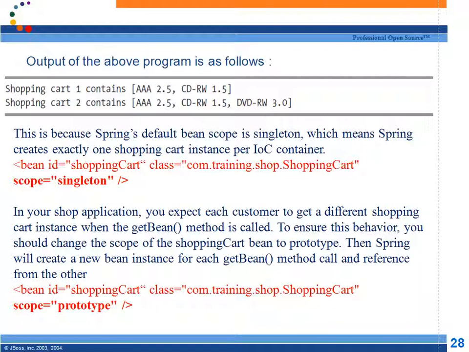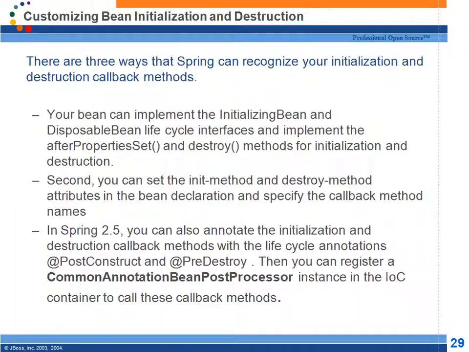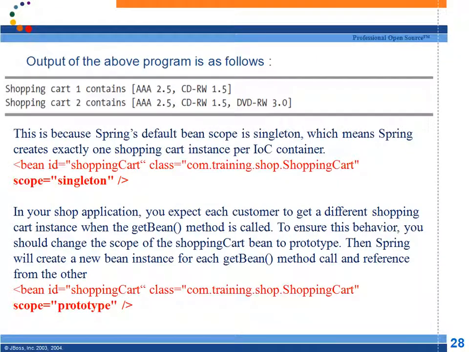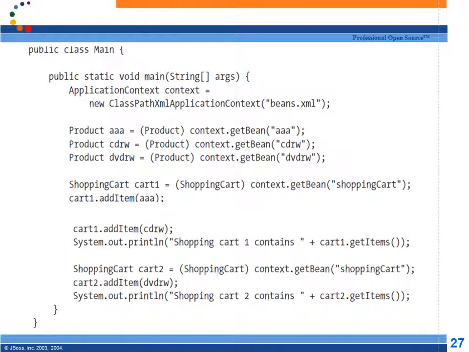But now, whenever you say get bean, if you want a new bean, this is a requirement, then you have to set the scope as prototype. So now, if I set the scope as prototype, what will be the answer when it prints cart2.get items? Only one item, the latest one, right? And then the other values are also there.